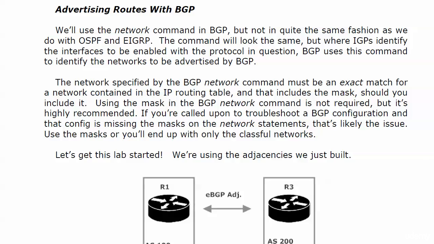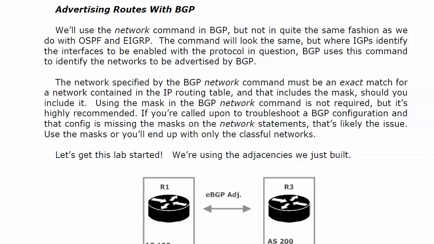If you're called upon to troubleshoot a BGP config, even if it's yours, and that config is missing the masks on the network statements, that's the first thing I would check out. That is very likely the issue. You've got to use the mask or you'll end up only with the classful networks, or you'll end up with no networks at all. And I have a feeling we're going to see that live as well.